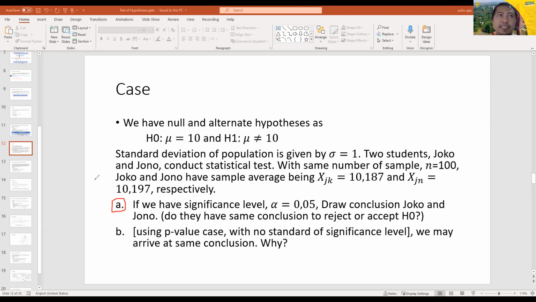This is the A hypothesis case, the conventional hypothesis test. We don't use a p-value because the significance level has been given. So we state here the significance level equal to 0.05.